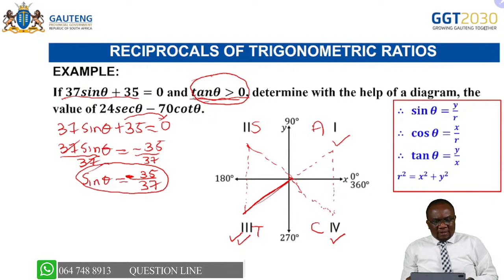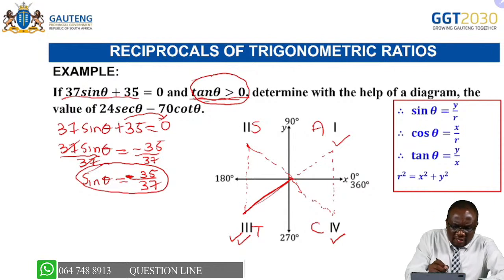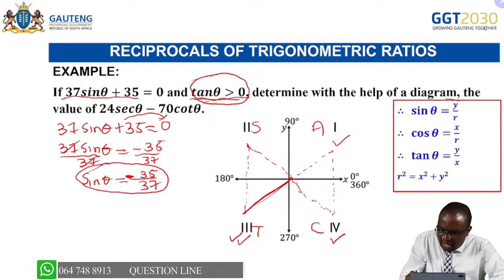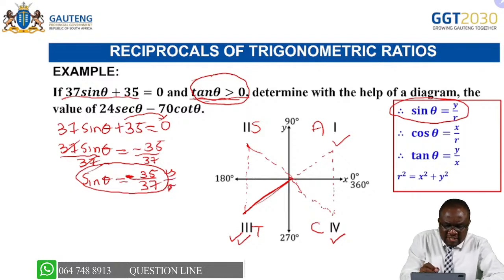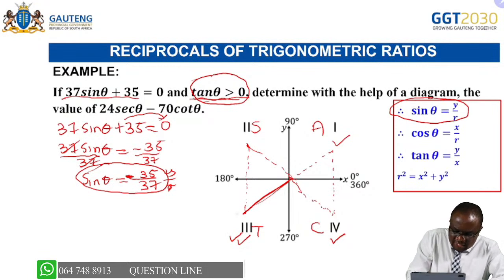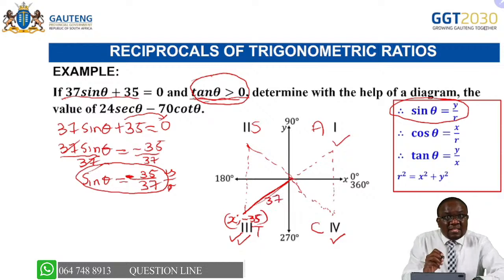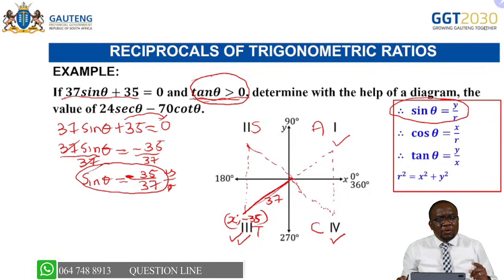And then sine theta is y over r. So this one is y, then the 37 is for r. Y is negative, r is always positive. We don't know the x, so we say x, then negative 35, and then we have our 37 here, which is always positive. So now we have one thing that is missing, which is x.